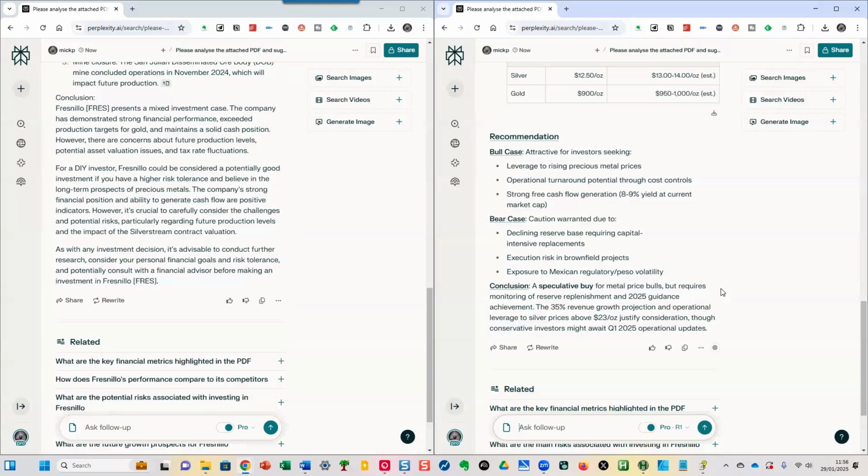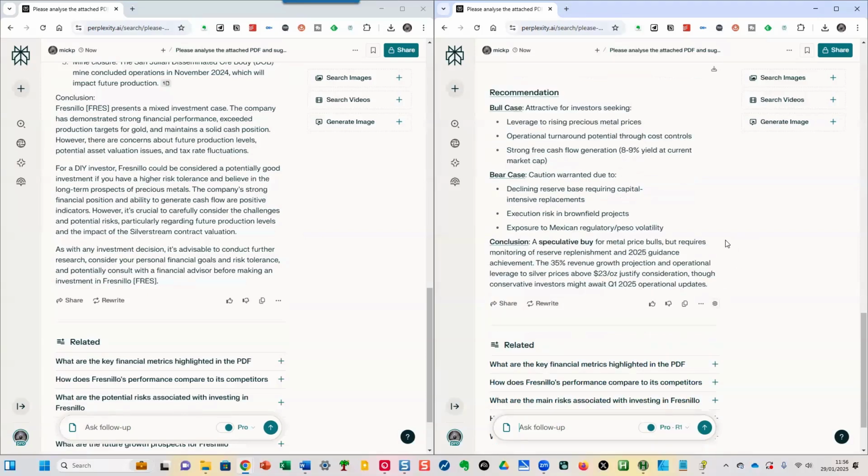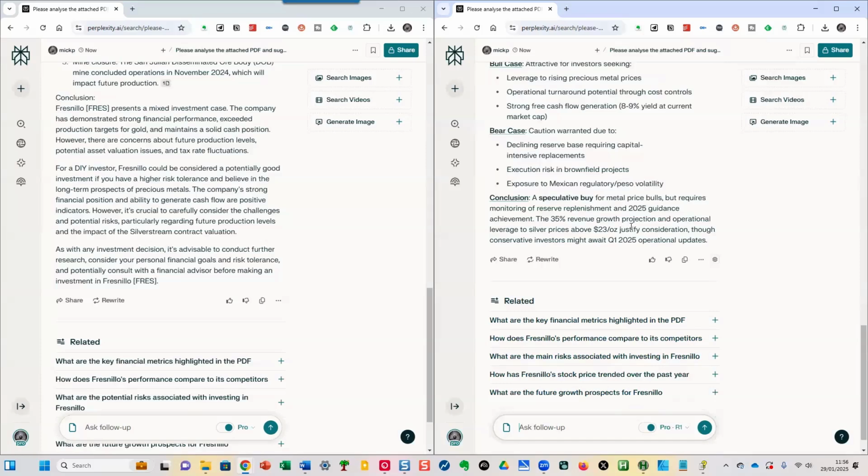And on the right-hand side, it's suggesting it's a buy for metal price bulls, requires monitoring of reserve replenishment and 2025 guidance achievement. The 35% revenue growth projection and operational leverage to silver prices above $23 an ounce justify consideration, although conservative investors might await Q1 2025 operational updates.